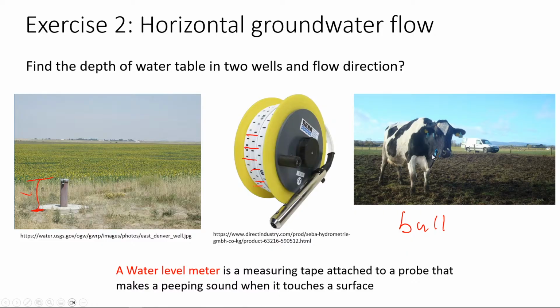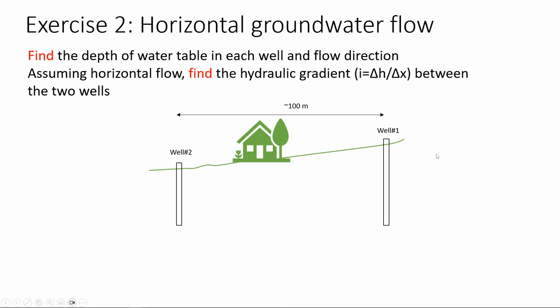But anyway, this is the problem which we saw in the previous video. Let's try to solve this problem together. That's the one I showed you in the video by the University of North Carolina. Find the depth of the water table in each well and the flow direction. Basically, what is the depth of the water table?